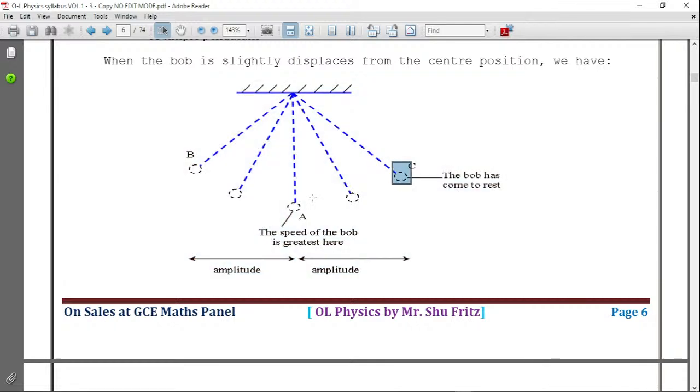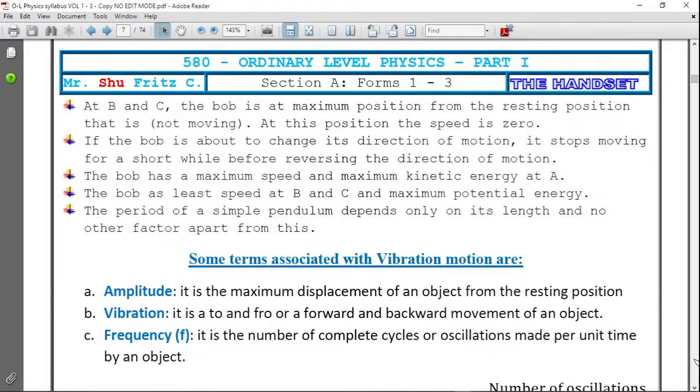When it moves from A to C, the speed here is 0, and it has to change its direction. The speed will start increasing again, and the speed is maximum at A, and then it comes back to B. But at the end, when all the kinetic energy is exhausted, the final speed at A will also be 0, because the bulb will no more be moving. So at B and C, the bulb is at maximum position from the resting position. That is, it is not moving. At this position, the speed is 0.